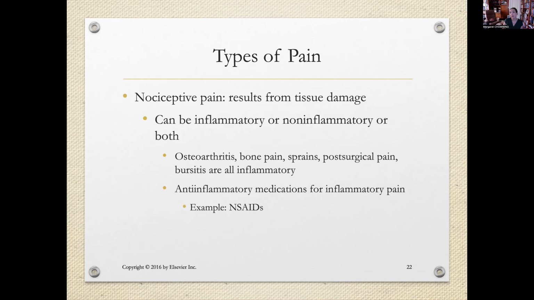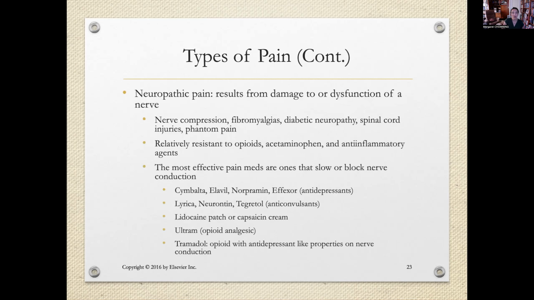Okay, types of pain. We have nociceptive pain, which results from tissue damage, right? That's noci pain, kind of our nociceptors in our body. That can be inflammatory or non-inflammatory, or it can be both, right? Osteoarthritis, bone pain, sprains, post-surgical pain, bursitis, those are all inflammatory nociceptive pain. Anti-inflammatory medications are used for inflammatory pain, a good example being Motrin, ibuprofen. After you've had an ankle sprain, if you go see the physician, a lot of times one of the things they tell you to do is take ibuprofen or Motrin to help decrease the swelling, or they'll prescribe a dose that's high enough to actually treat the swelling. Okay.